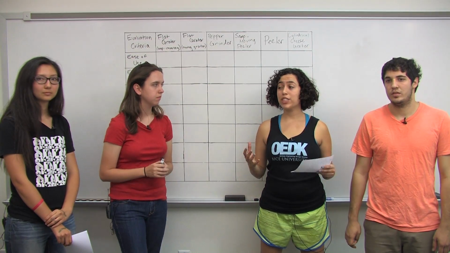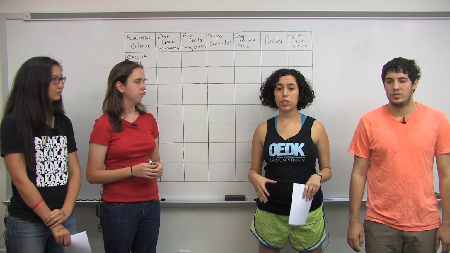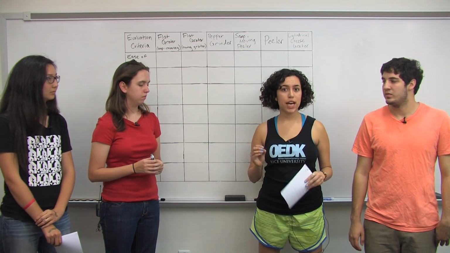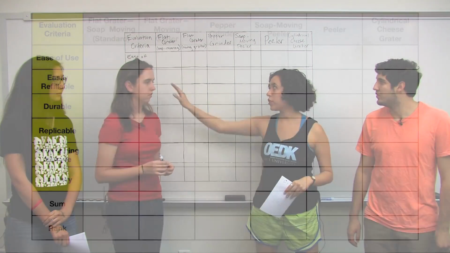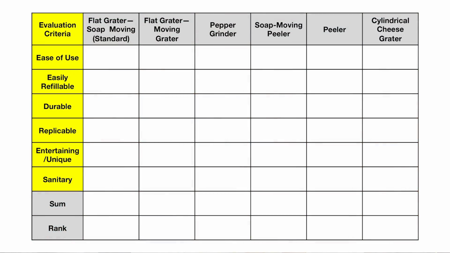So today we're going to run a screening Pugh matrix. The purpose of a screening Pugh matrix is to select a few ideas out of many ideas. And the first step in setting up your screening Pugh matrix is to list all of your design criteria on the left-hand side of the table.